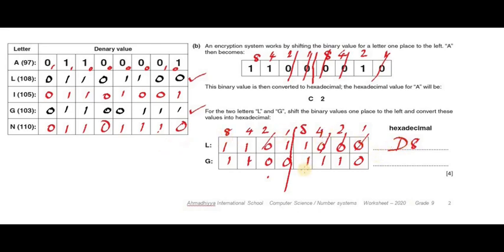Then for the last one, here you have to strike out the 0. So this will be 14, and 14 is E. Then here you will get 12, so you strike out these two. Then 12 is C. So the final answer is CE, isn't it? That's all.